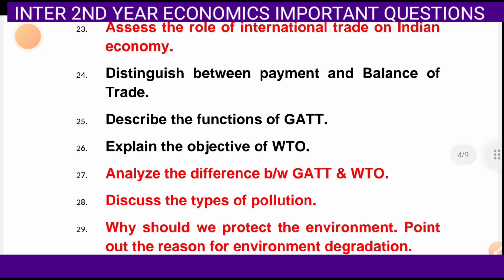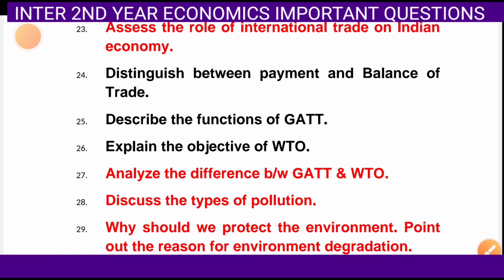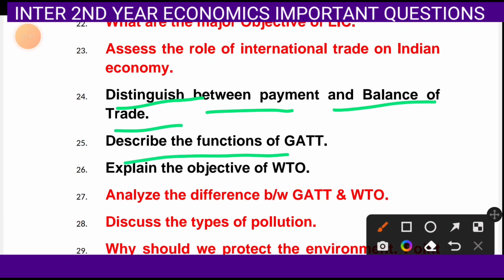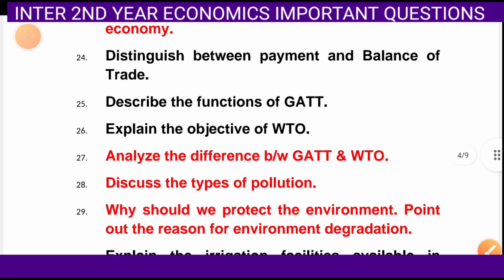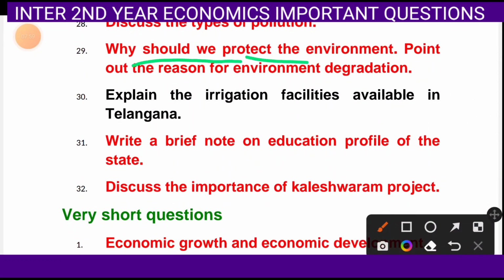Assess the role of international trade on the Indian economy. Next, distinguish between balance of payments and balance of trade. Describe the functions of GATT. Explain the objectives of VAT. Analyze the difference between GATT and WTO and the objectives of WTO. Discuss the types of pollution. Why should we protect the environment? Point out the reasons for environmental degradation.